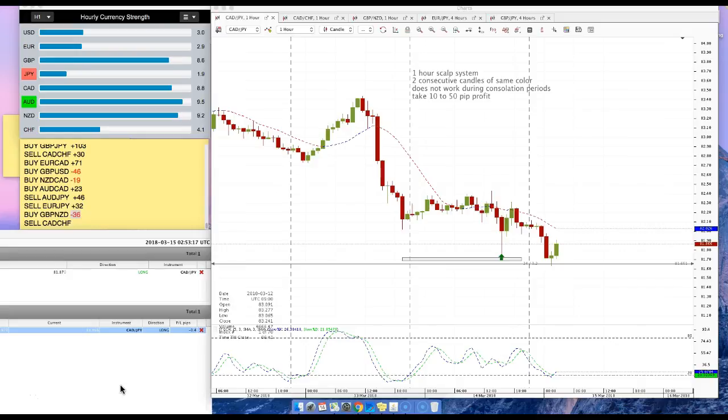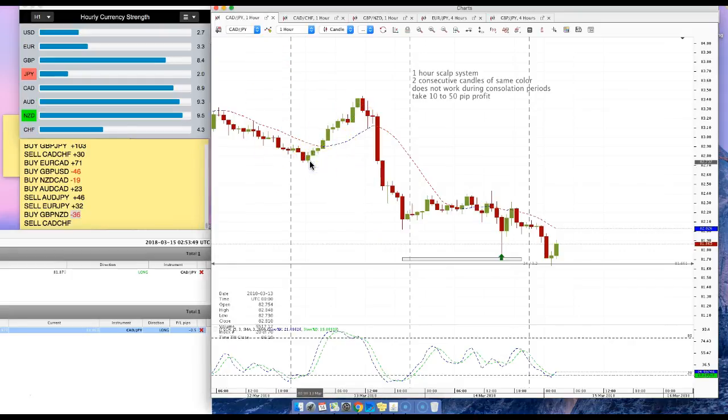This lesson is called the 1 hour scalp system, and it's a great system to use when markets are overbought and oversold on a 1 hour chart. It's not intended to stay in very long. You can capture 10 to 50 pips, and that would depend on how many pips the market has put in prior to the setup. For example, we're looking at CAD yen.